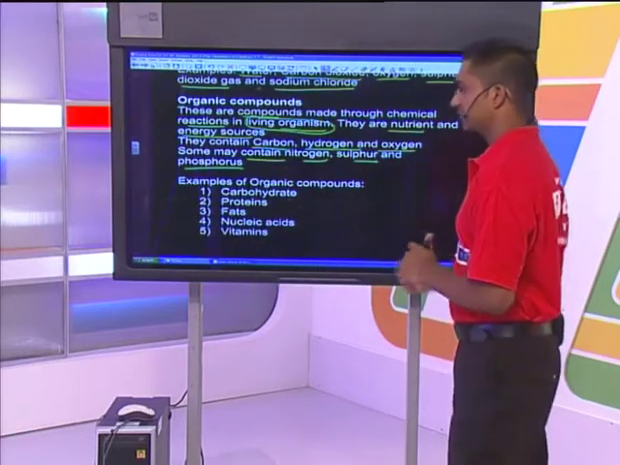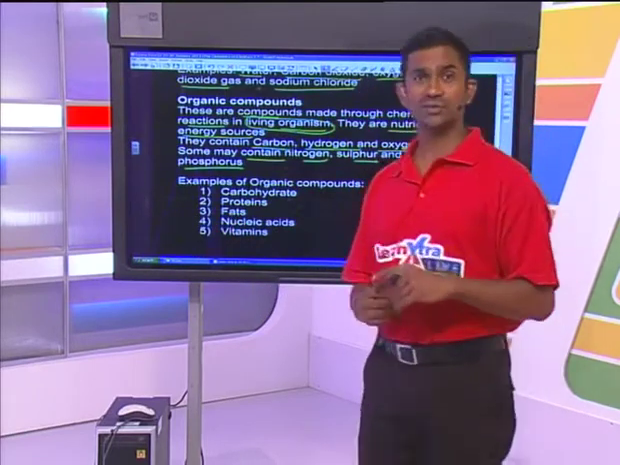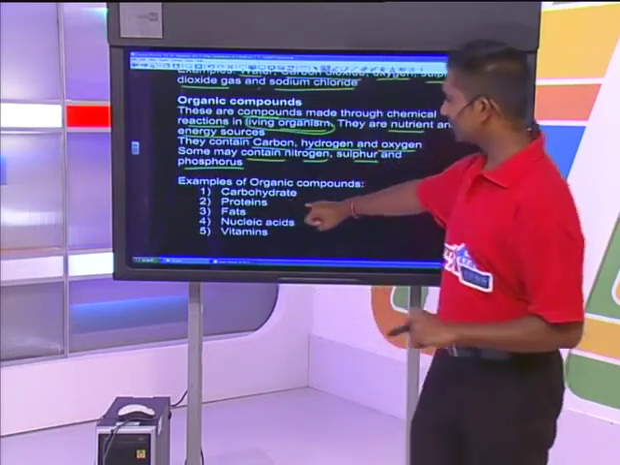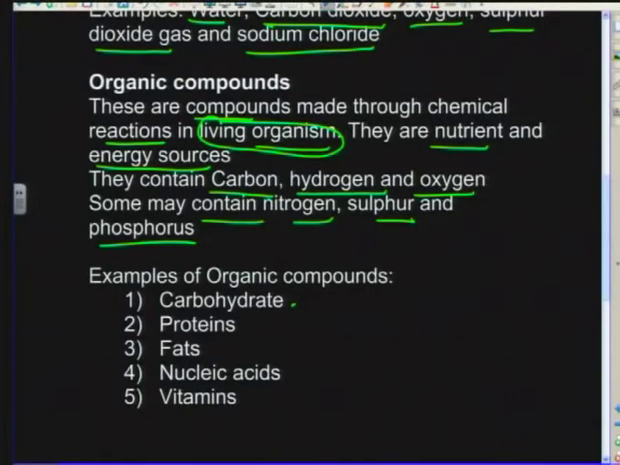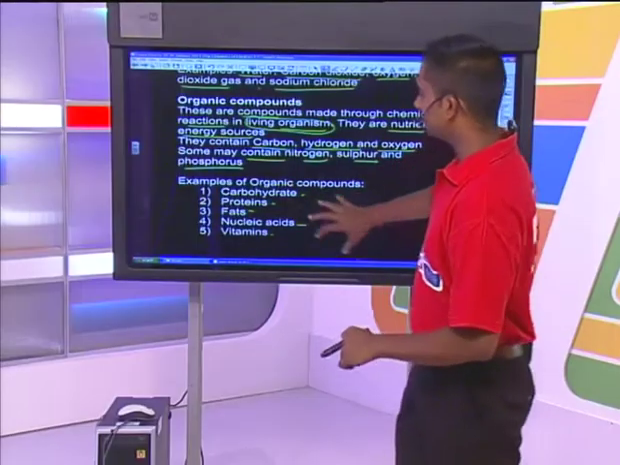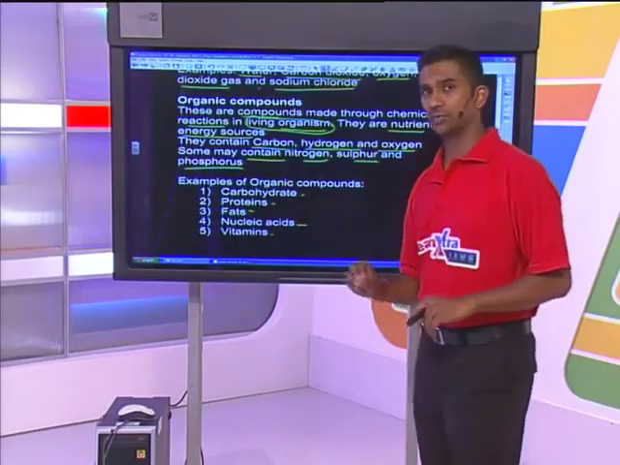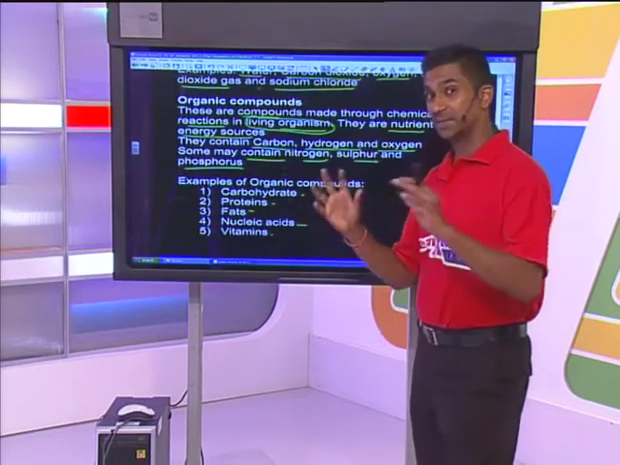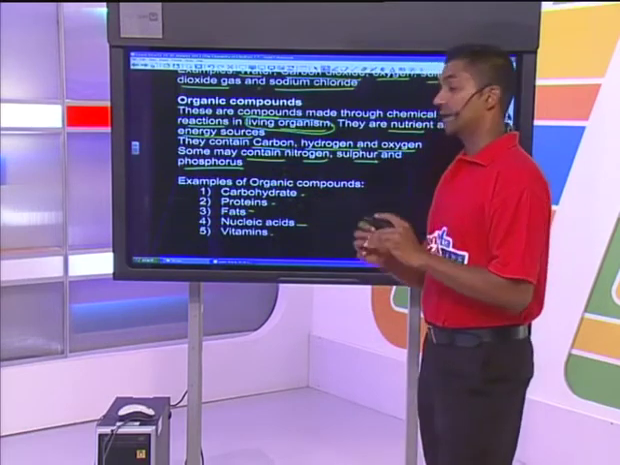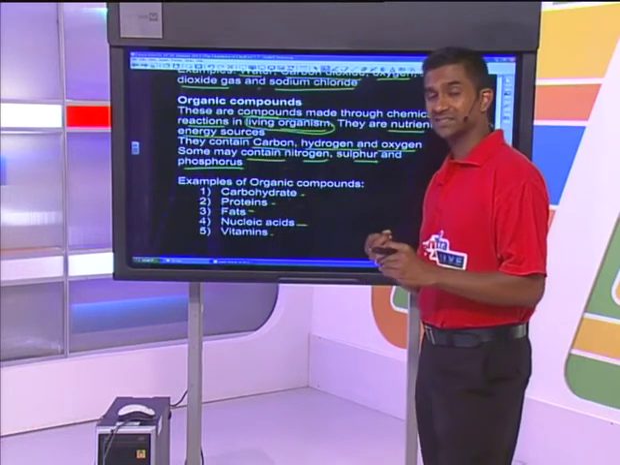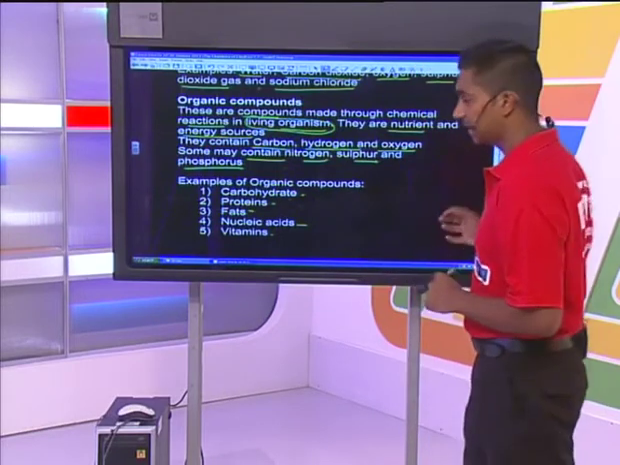Let's look at some examples of organic compounds that you will look at during this year. We often hear of carbohydrates, or people talking of a high carb diet or a low carb diet. Proteins are very important in our diet. We talk of fats, nucleic acids, and we're going to look at vitamins as well. So these five compounds are your organic compounds, and they form the basis of living organisms. They're important for nutrition and to sustain human and animal life.